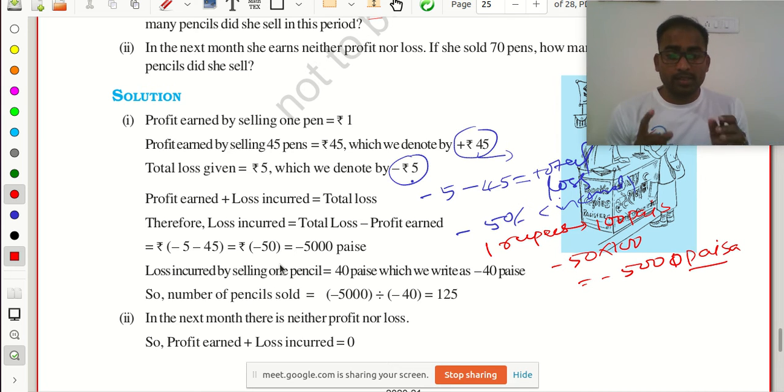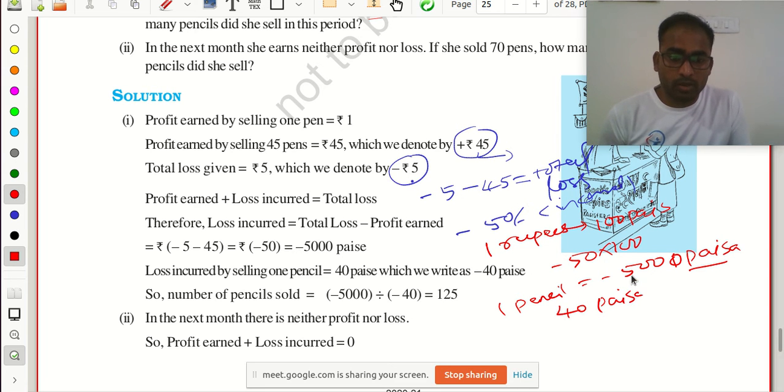Now the loss incurred by selling 1 pencil is 40 paisa. So for 5000 paisa, how many pencils? Minus 5000 divided by 40. 500 by 4 is 125.